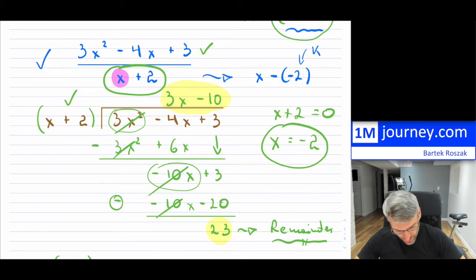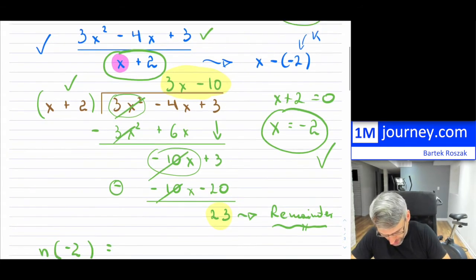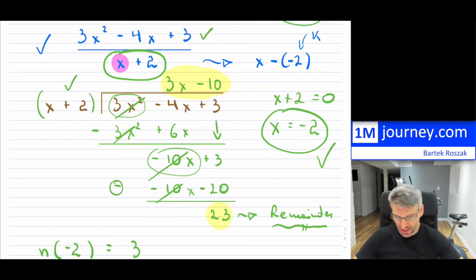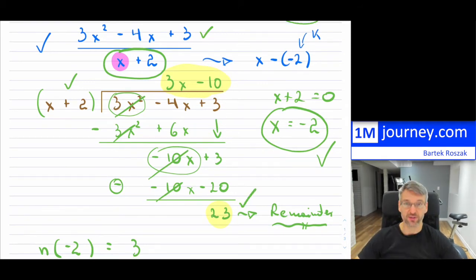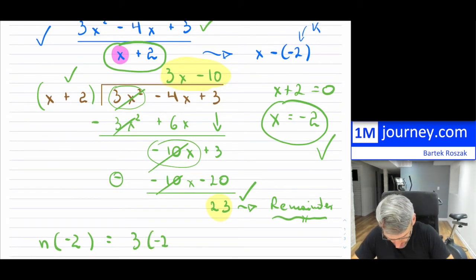Now, the remainder theorem states that if you take your 0 and you substitute it into your numerator, you will obtain this remainder. So instead of doing the entire long division to find the remainder, all you have to do is substitute your 0 from the denominator into your numerator. So in this case, it's going to be this.